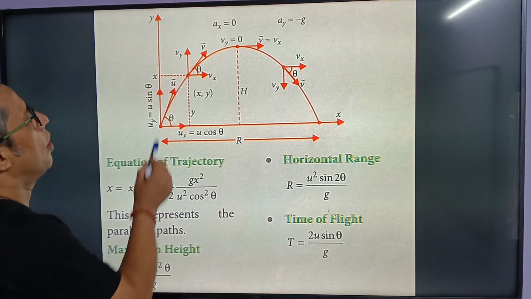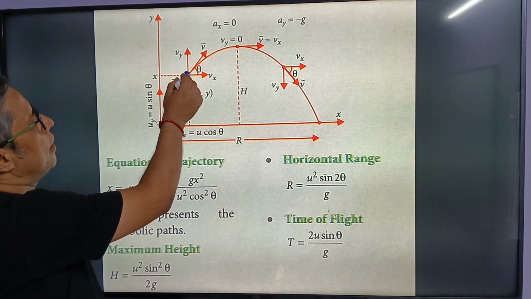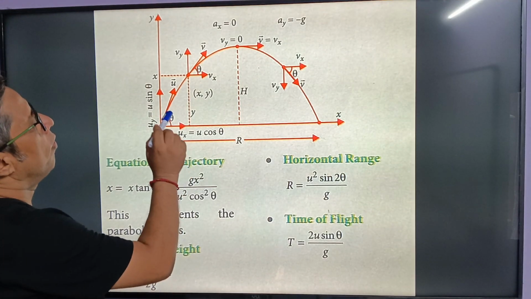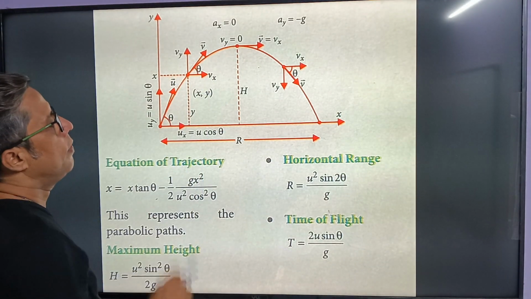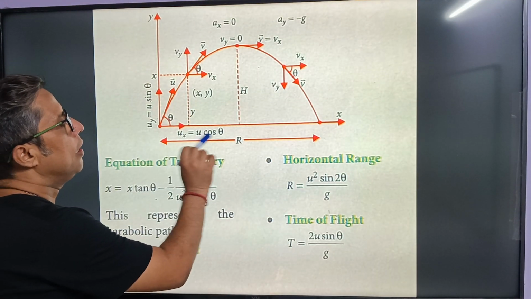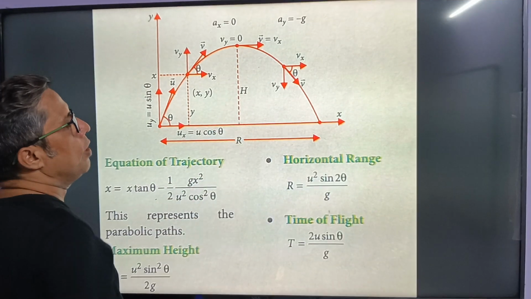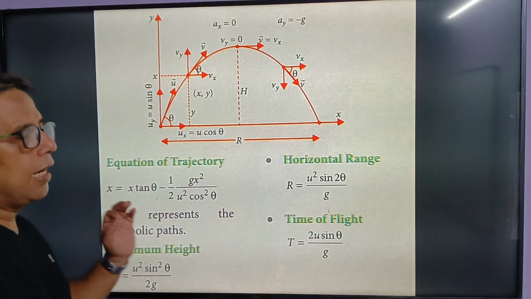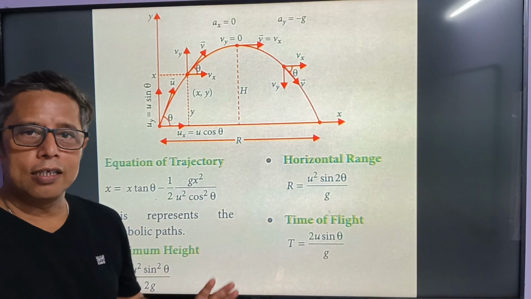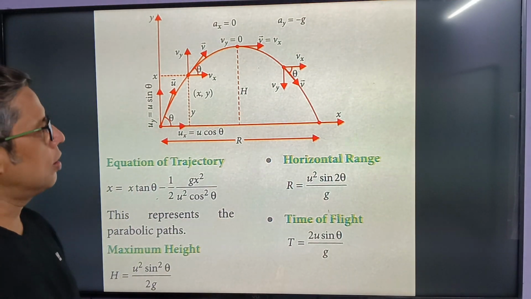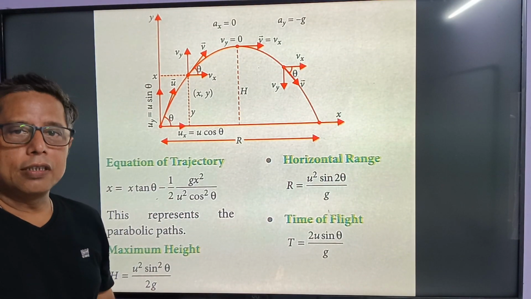The vertical acceleration acts downward, and the horizontal acceleration would be along the vx. In this direction there is no acceleration, right? Because for this projectile case, we consider only gravitational acceleration. We are not going to consider any other accelerations. That's why in projectile motion, the vertical acceleration is the acceleration due to gravity, right?